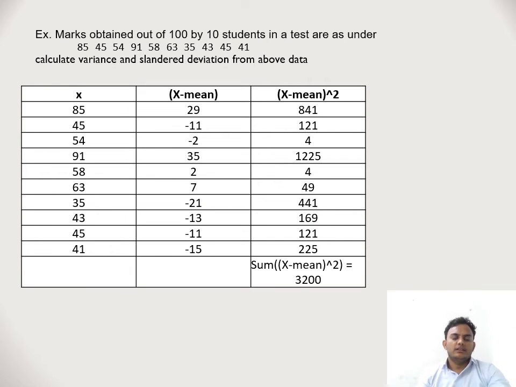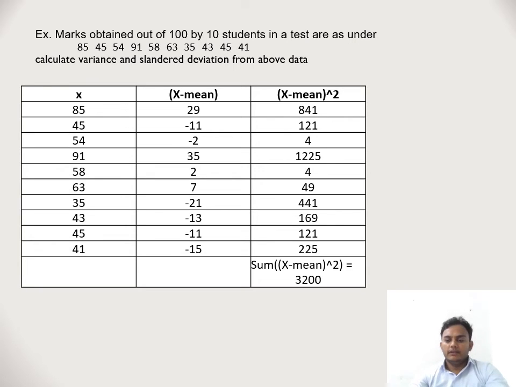Now let us understand variance with this example. Marks obtained out of 100 by 10 students in a test are as under: 85, 45, 54, up to 41. So here, 1, 2, 3, 4, 5, 6, 7, 8, 9, 10 observations are here. Now calculate the variance and standard deviation from the above data.